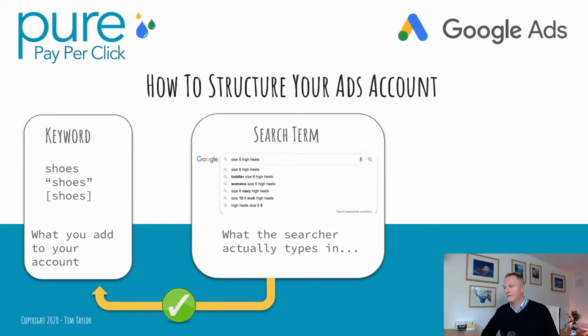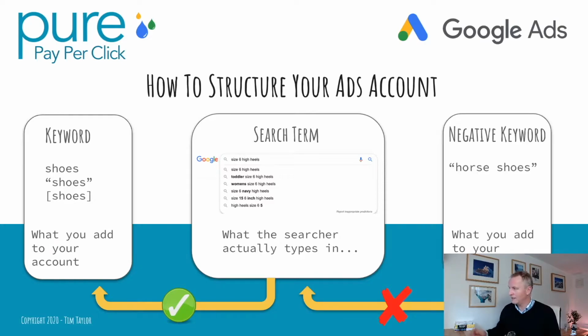Okay, now the thing is, you may not want some of these to trigger. Now, how do you control that? Well, you control that by having a negative keyword list. So in this instance, for example, you're a shoe shop, you're unlikely to be selling horseshoes. So you don't want your ad showing when someone types in horseshoes. So you add horseshoes to a negative keyword list, and that therefore stops the search term from triggering your ad. Okay, so that's the process really.